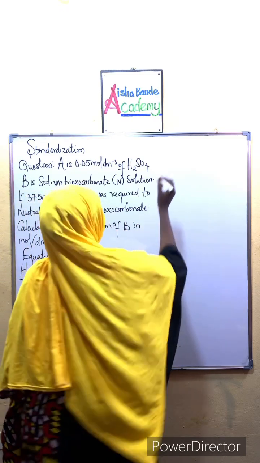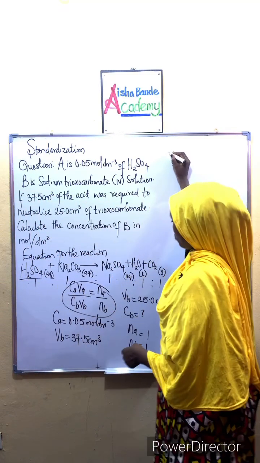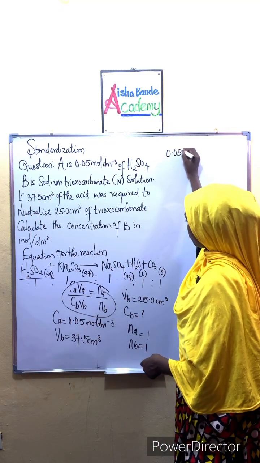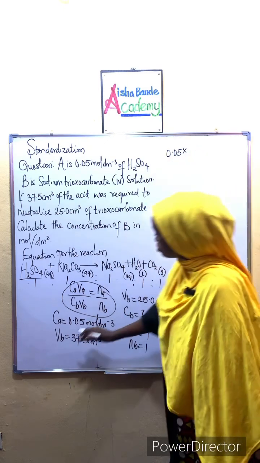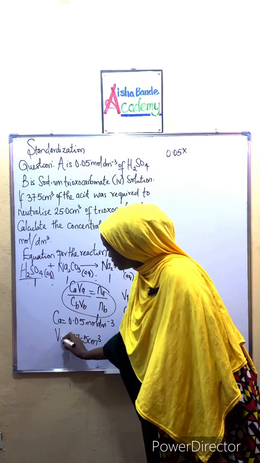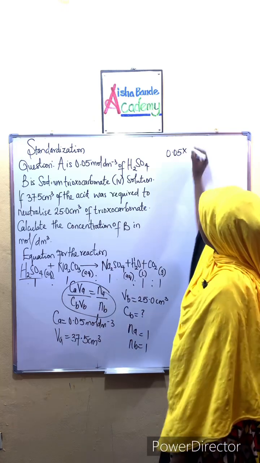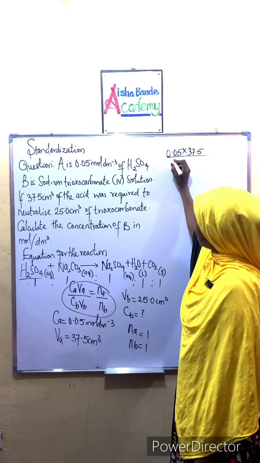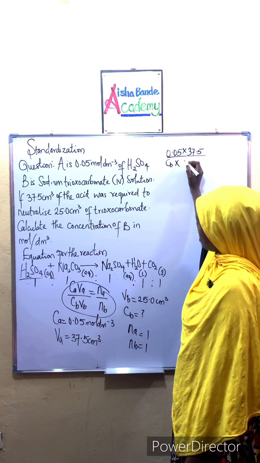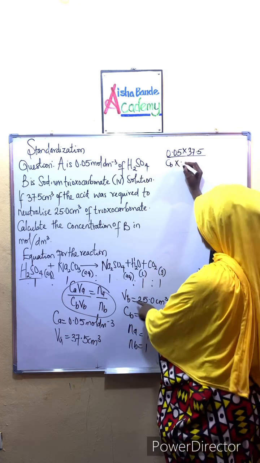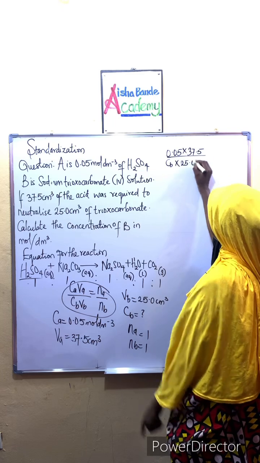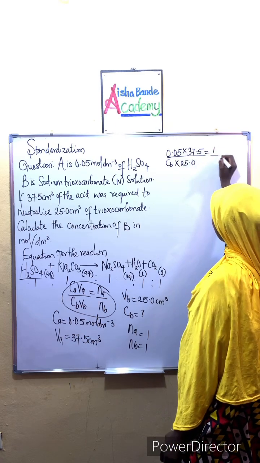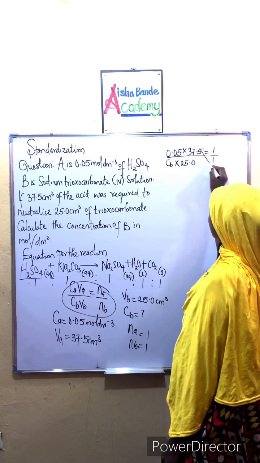So here we have CA, which is 0.05, times VA. Sorry, viewers, this is the volume for acid, so our VA here is 37.5, all over CB, the unknown, times VB, which is 25.0, equals NA, 1, over NB, 1. So from here, all we need to do is cross multiply.